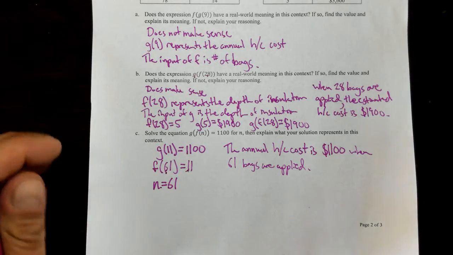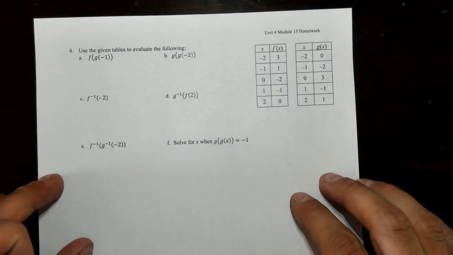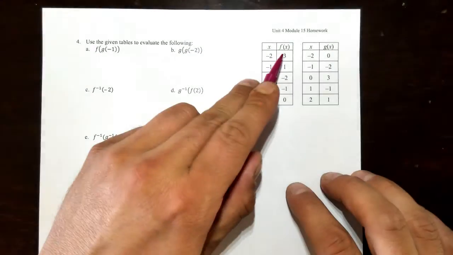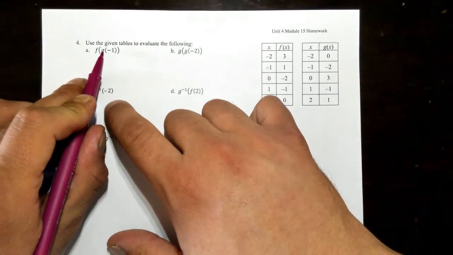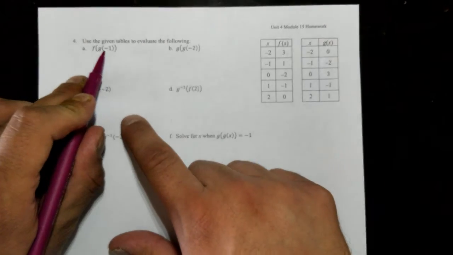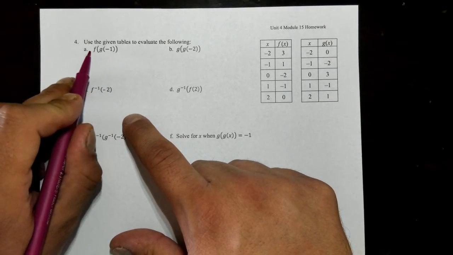Okay. Let's move on to the last page here. So now here we're given two tables. We're given an F of X table and a G of X table, and we need to use the given tables to evaluate the following. So, F of G of negative 1, so we want to work our way inside out.